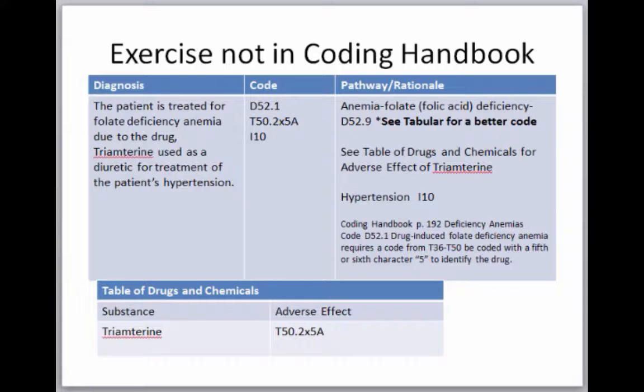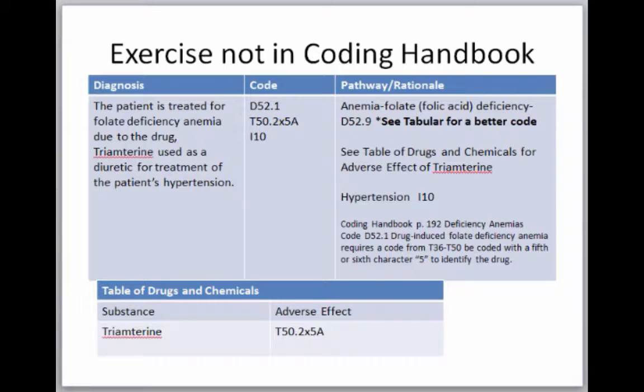So you're going to have to code the anemia, the T code for that drug, adverse effect of that drug, and the patient's hypertension. And I take you here through some of the rationale, the pathway, but I want to bring to your attention something that's different in this case. When you are in the alphabetical index, think of the alphabetical index as getting you in the neighborhood of the right code, but not necessarily the right house. You have to always go back to the tabular to find the code that best matches your documentation.